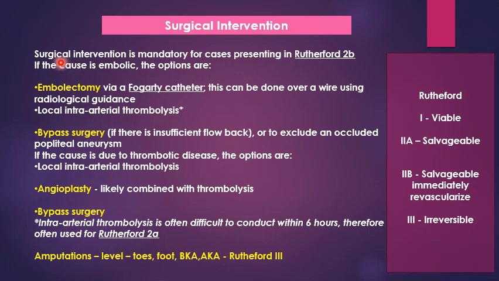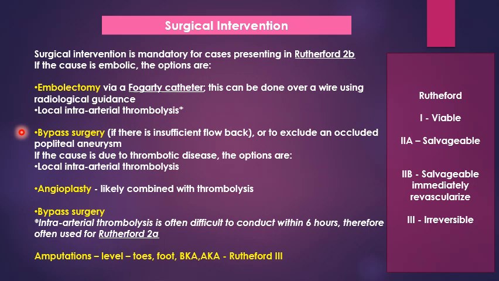This surgical intervention is mandatory for patients with Rutherford 2B, salvageable and immediately revascularized. Okay, this is this patient category. This consists of embolectomy using a Fogarty catheter. This can be done over a wire under radiological guidance. Okay, and this can be combined with local intra-arterial thrombolysis using thrombolytic agents infusing into the artery where the obstruction is. Next will be bypass surgery if there's insufficient flow back or to exclude an occluded popliteal aneurysm.